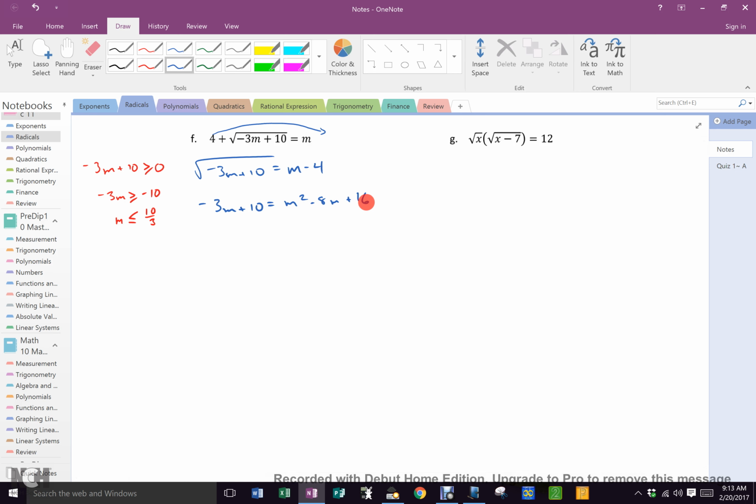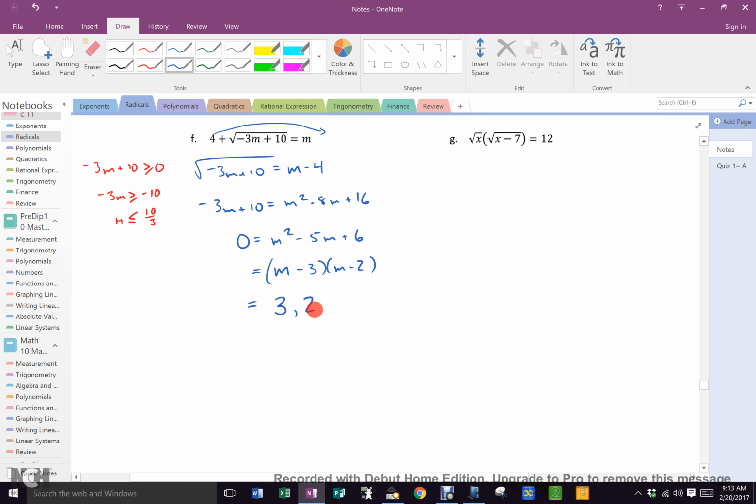Then collect your like terms. 0 equals m squared minus 5m plus 6. Yes? Yeah? Okay. Now what? What are the factors that I need? Negative 6 and positive 1? Ooh, Sydney! What is it? 3 and 2. Both are negatives. So what is m? M has to be 3 or 2, correct?